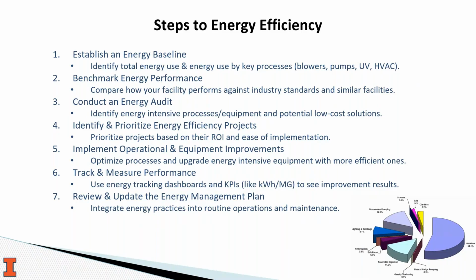So the first step is to establish an energy baseline. This step is basically identifying the system's total energy use and breaking it down into major processes. This helps identify where and how much energy is being used throughout the system. The second step is to then benchmark the system performance. So benchmarking allows utilities to compare their facilities' energy use against industry standards or similar size systems, giving you a general idea of what your energy use looks like. Maybe it might be lower, maybe it might be significantly higher than similar size systems, which can be a red flag that you might have to do something.